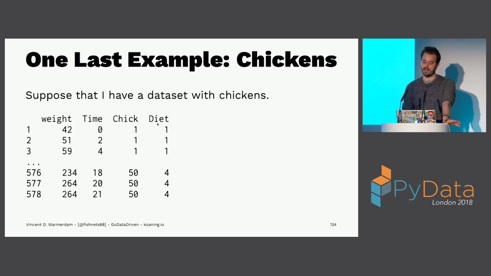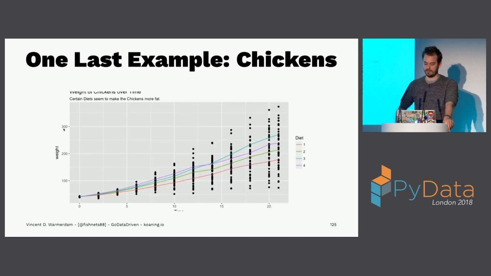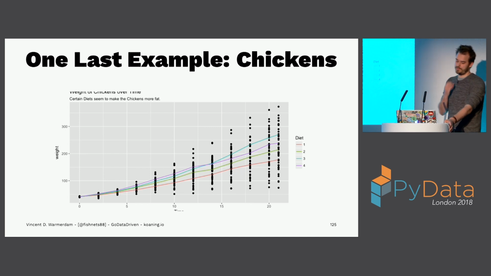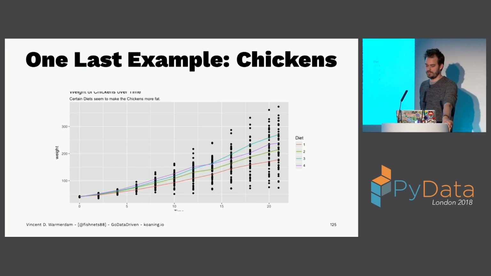The idea is there's a diet, and there's a certain chicken that belongs to that diet, and at this point in time, this chicken was on this diet, and it weighed this much. And we can make a plot of it. And this is also one of those data sets that makes me a proud vegetarian. The idea here is there's a farmer who tries to get the chickens as fat as possible in 21 weeks. And this is sort of an A/B test on different diets.